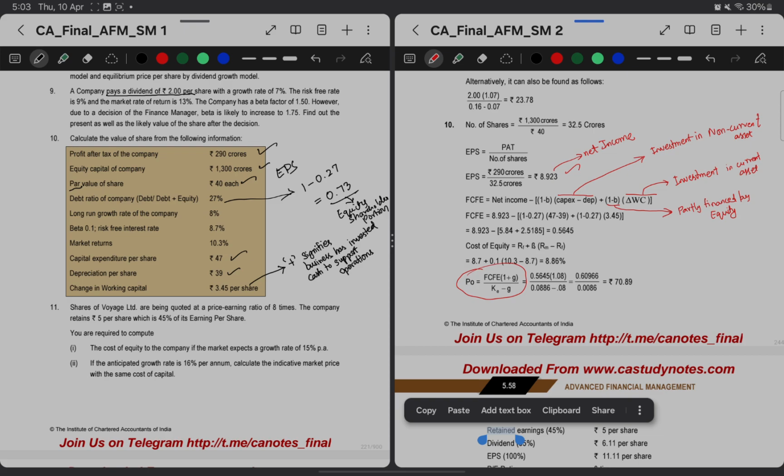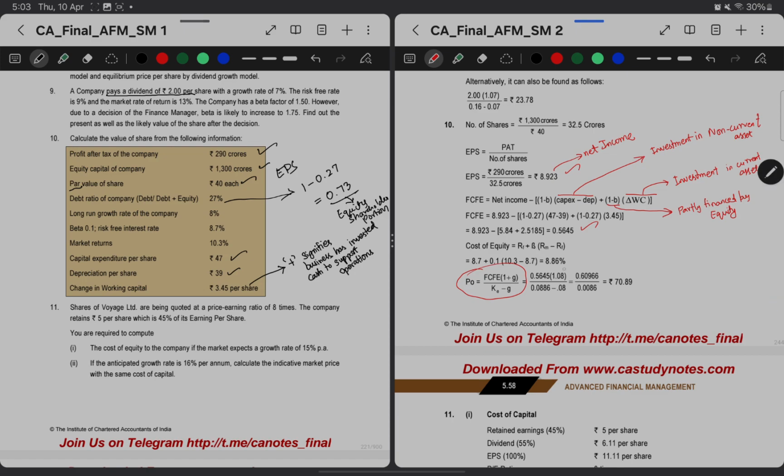Now after doing all these adjustments of capex minus depreciation and working capital, multiplying with the equity portion, we are arriving at a value of 0.5645. So this 56,45,000 will be the free cash flow to equity.